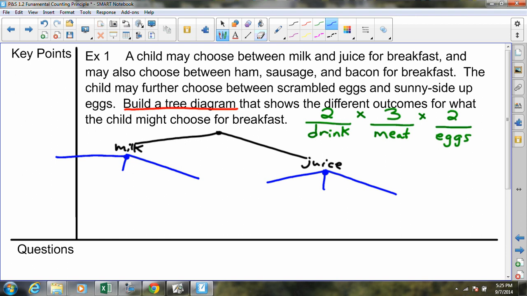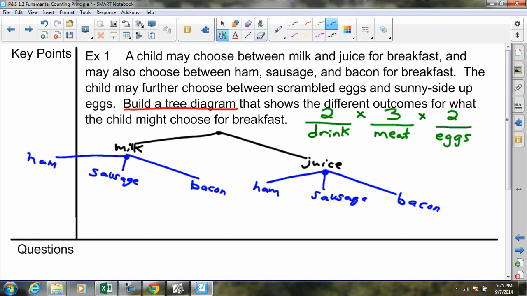After drink, we had ham, sausage, and bacon. And if you'd gone for juice, you have the same choice. Ham, sausage, or bacon.